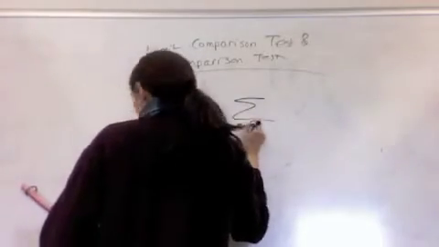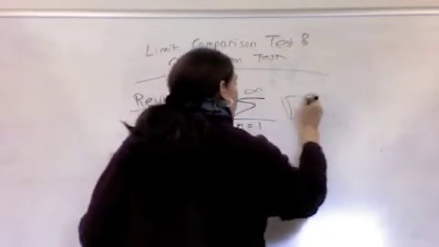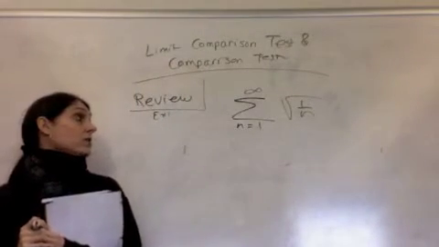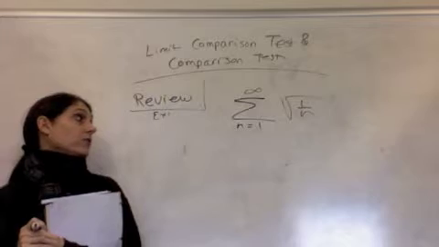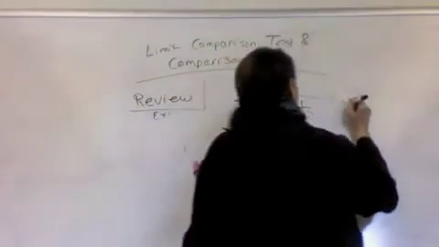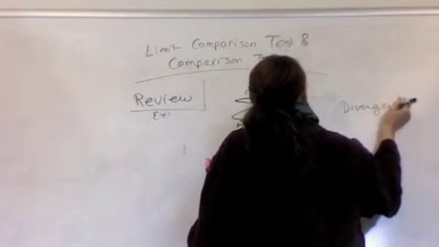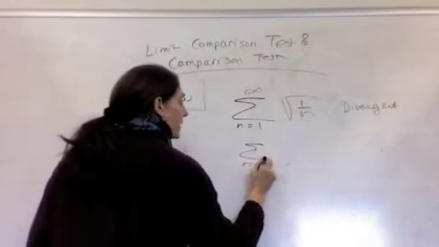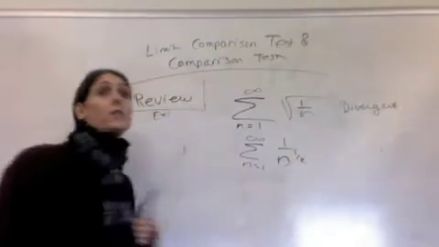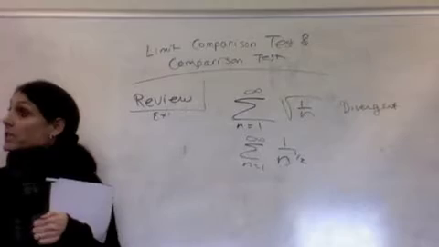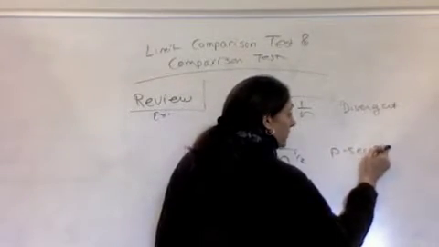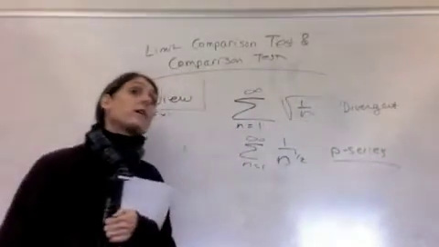So example one: let's talk about the infinite series, the square root of 1 over n. Let's guess. What do you guys think? Convergent or divergent? Divergent. Good, very good. Why? Less than 1. Okay, that's what I wanted to hear. So we can take the square root of 1 over n, and this is to the 1/2 power, and that's a p-series.